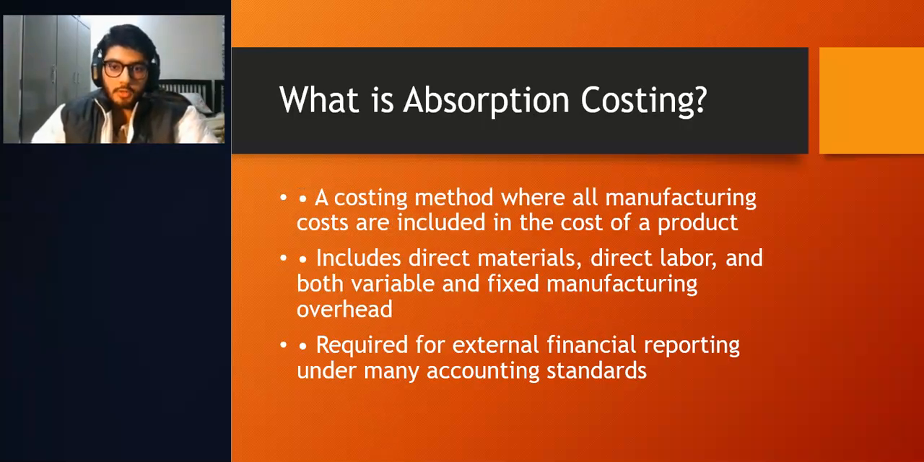A costing method where all the manufacturing costs are included in the cost of the product. It includes direct material, labor, and both variable and fixed manufacturing overhead, just as we discussed, required for external financial reporting under many accounting standards. So one of the main advantages of using absorption costing is that it is required in many of the regulatory frameworks, and using this method complies with all of those things, and it is more common to use this type of costing when compared to other costing methods such as marginal costing.